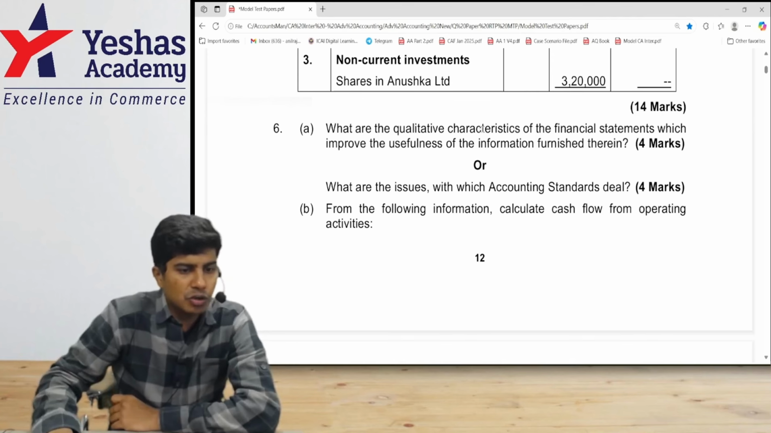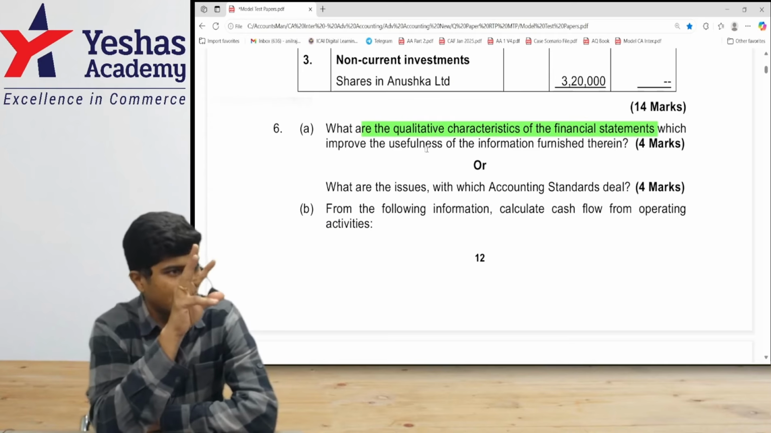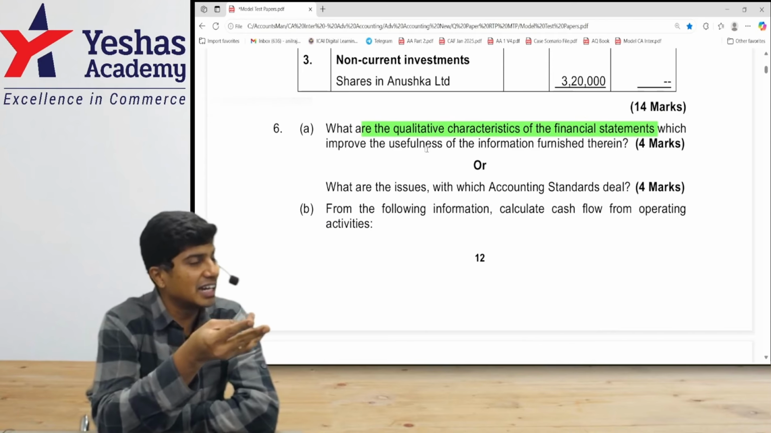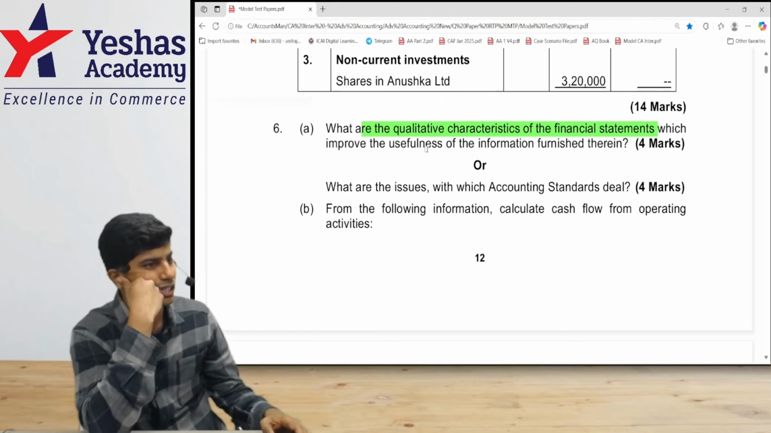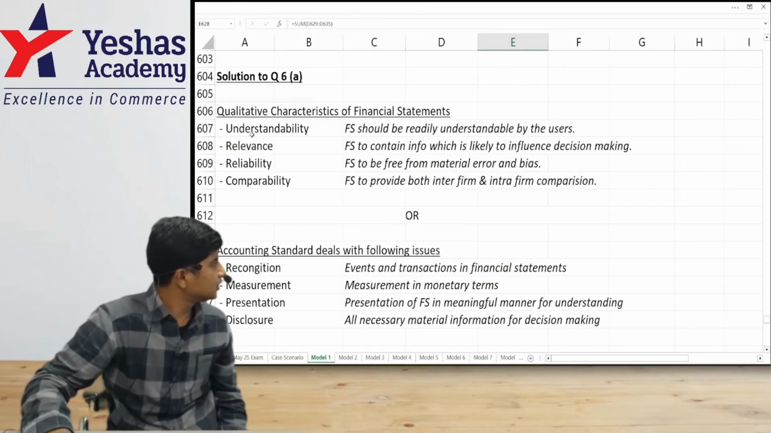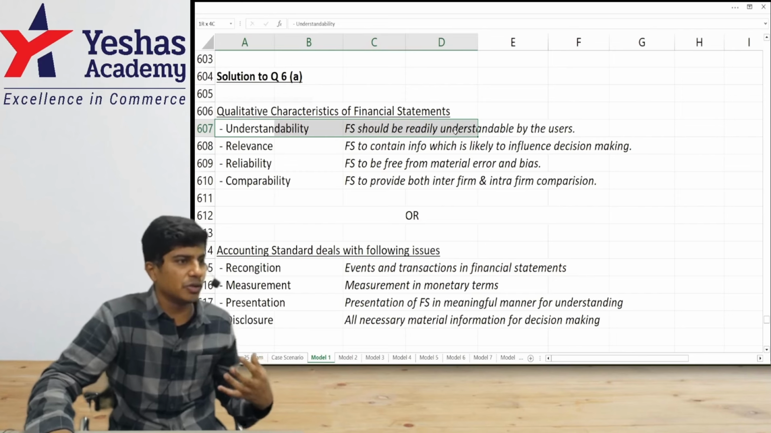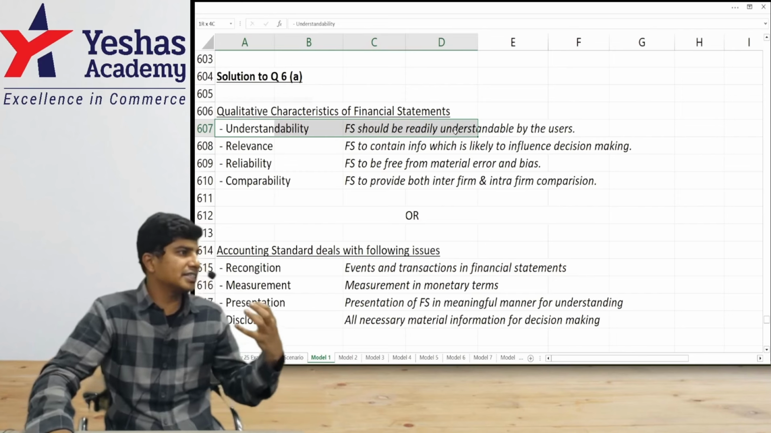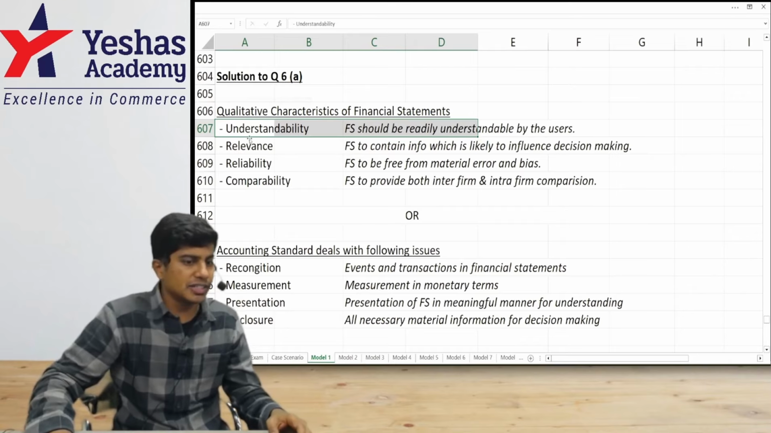To begin with, the question goes like this: what are the qualitative characteristics of financial statements, which improves the usefulness of information furnished therein? So remember, I had given one brain image, one nut to bolt image, and everything. Relevance, understandability, materiality, comparison, all of that is the answer. Whenever you prepare financial statements, it should be understandable. Meaning, financial statements should be readily understandable by user. When a user looks at that, should be able to understand what that financial statement is trying to tell about the organization. Next point is it should be relevant.